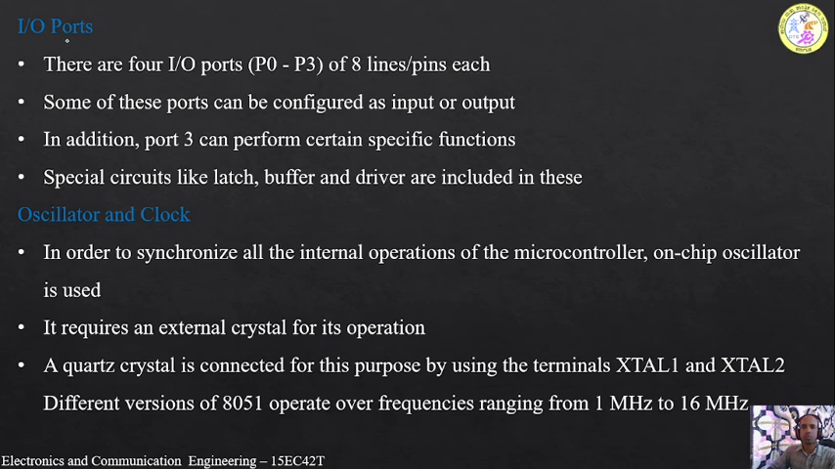And then come the IO ports. There are 4 IO ports, P0 to P3, of 8 lines or pins each. So totally how many ports are there? P0, P1, P2, P3. Totally 4 IO ports from P0 to P3, and each port has 8 lines or 8 pins. So it is 4 into 8. Totally how many IO pins are there? Totally 32 IO pins.